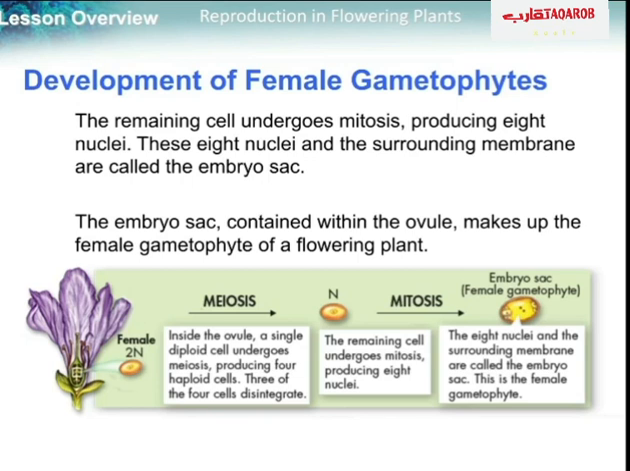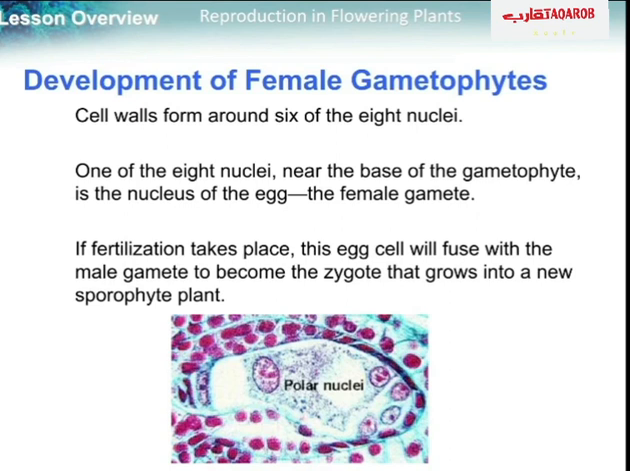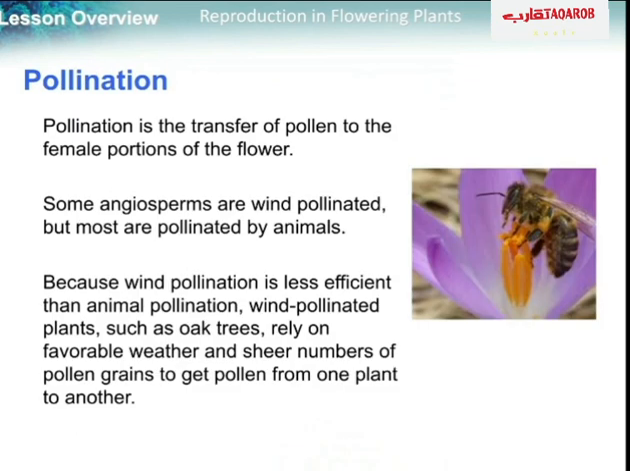The embryo sac contained within the ovule makes up the female gametophyte of a flowering plant, as you can see at the right part. Cell walls form around 6 of the 8 nuclei. One of the 8 nuclei near the base of the gametophyte is the nucleus of the egg, the female gamete. If fertilization takes place, this egg cell will fuse with the male gamete to become a zygote that grows into a new sporophyte plant.